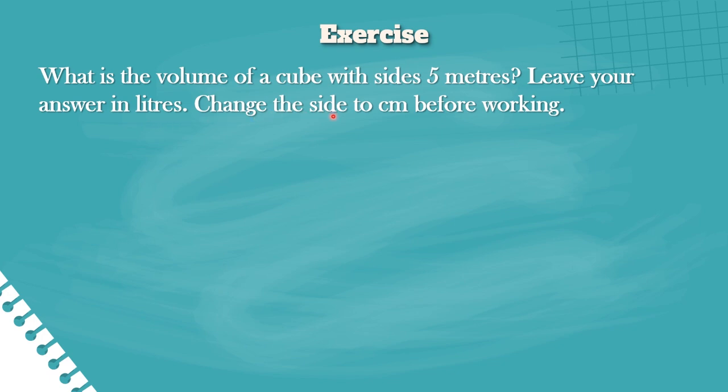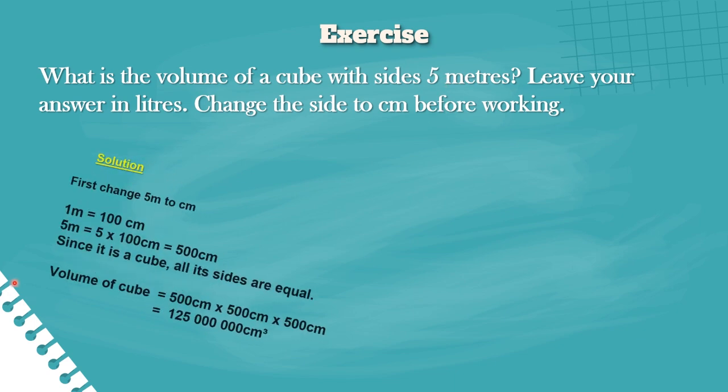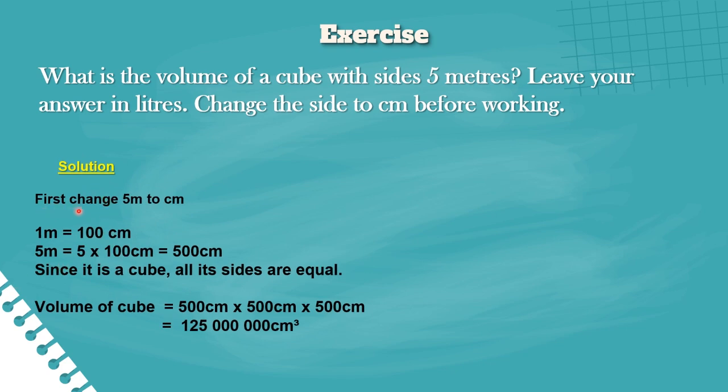Then you have to change the side to centimeters before working. Remember, we were given the dimension in meters, so you have to change to centimeters before working, because for you to calculate volume, the unit is centimeter cube. So if you are being given your value or unit in meters, first of all take it to centimeters. So our solution, first change 5 meters to centimeters. How? Remember, 1 meter makes 100 centimeters. So 5 meters will be 5 times 100 centimeters. So it means the side of the cube is 500 centimeters.